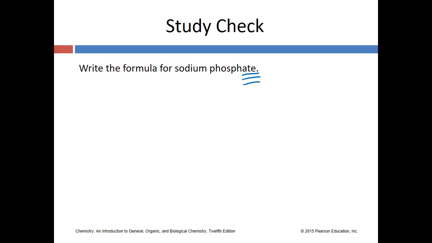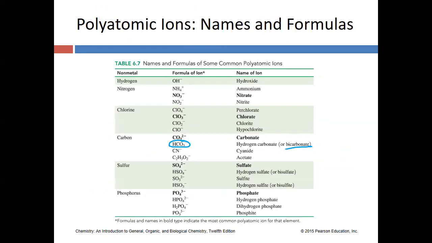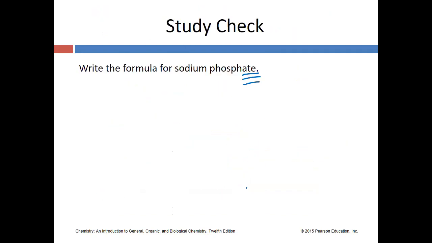And if it's a polyatomic ion, then we need to consult our polyatomic ion page here to figure out what the formula is and what the charge is for that ion. So in this particular case, we were looking at phosphate. Phosphate is PO4 -3. So phosphate has that formula with that charge.